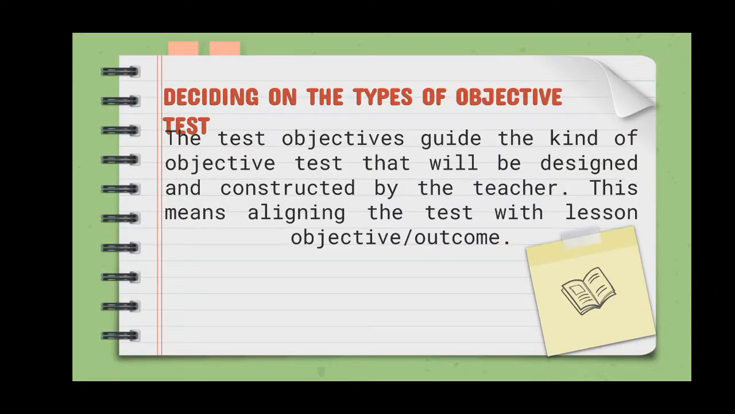Next is deciding on the type of objective test. The test objectives guide the kind of objective tests that will be designed and constructed by the teacher. This means aligning the test with the lesson objective or outcome. For instance, for the first 4 levels, we may want to construct a multiple choice type of test, while for application and judgment, we may give an essay test or a modified essay test. At all times, the test to be formulated must be aligned with the learning outcome. This is the principle of constructive alignment.